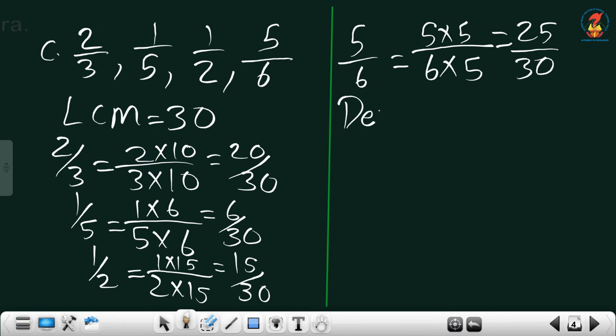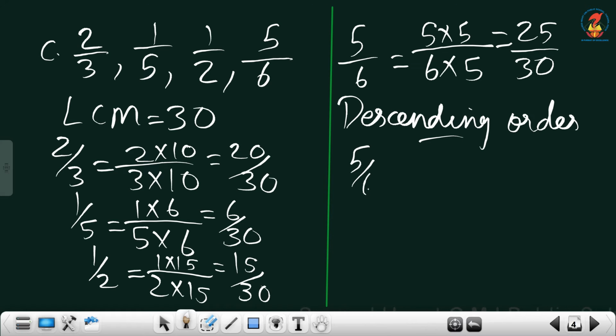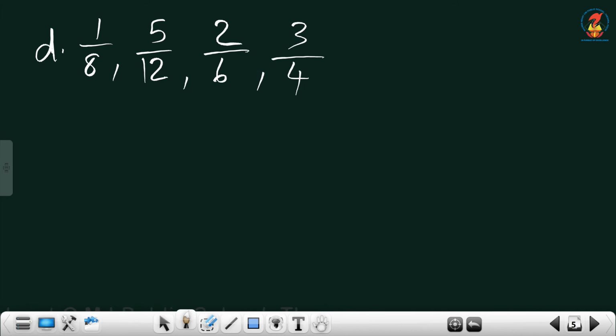After that we need to arrange in descending order from bigger to smaller. Descending order is what? First I need to write which number? 5 by 6 first, the bigger one. Then 20 by 30, that is 2 by 3. Then 15 by 30, that is 1 by 2, and 1 by 5. Is it clear? And the next one.